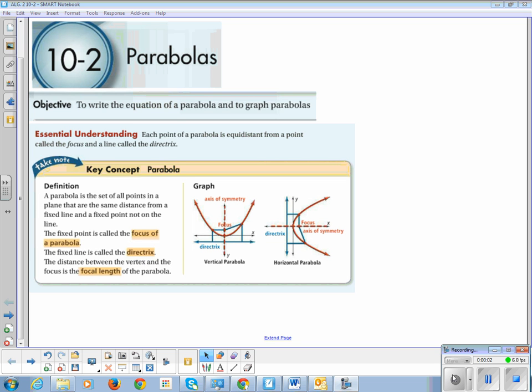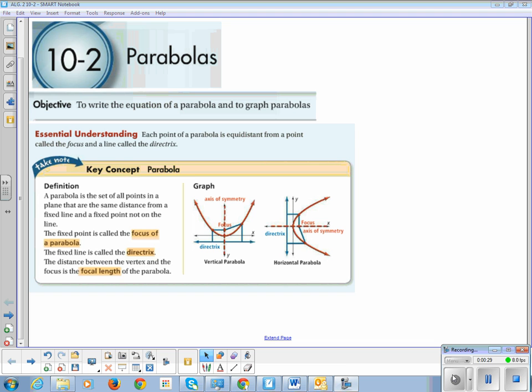Right, so this is chapter 10, section 2, parabolas. Our learning objective is to write the equation of a parabola and graph parabolas. Now we've been kind of hopping around parabolas for the past couple of years in math, and now we're going to really identify the particulars of it.